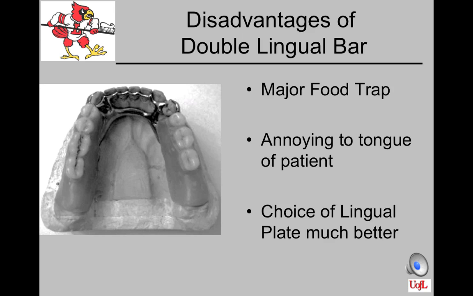The disadvantages of the double lingual bar are: 1, it's a major food trap. That small amount of space that exists and sometimes crowding of teeth make it a perfect target for trapping food. The second disadvantage is that for some patients it's very annoying to their tongue, and it doesn't meet with good patient acceptance on the whole. It really isn't a great choice as a major connector. A much better choice is to go ahead and use the lingual plate instead of this double bar. I rarely, if ever, have seen it in our clinics.